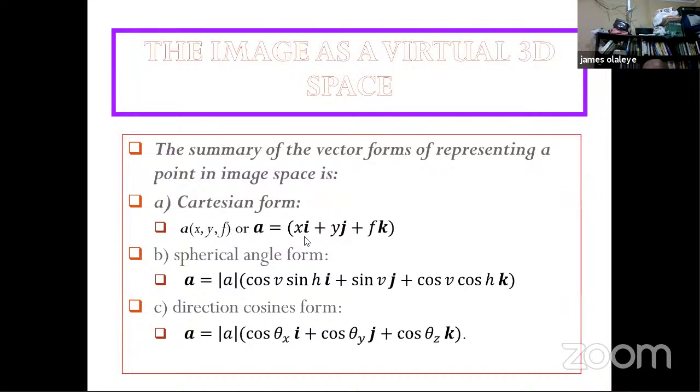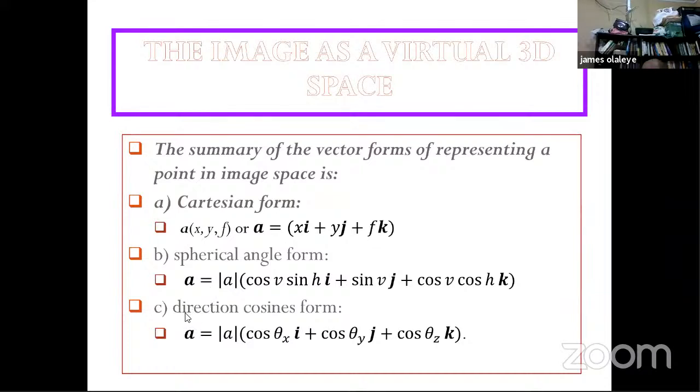And in algebraic form, you can write it as A equals Xi plus Yj plus Fk. That's what you have. This is in Cartesian form now. In the spherical angle form, this same position vector is written as A, the magnitude of the vector, into cos V sin H i plus sin V j plus cos V cos H k. That's the same vector as the one you have up here.